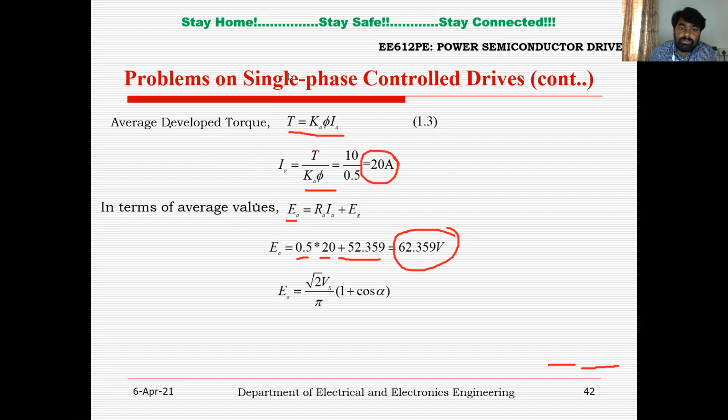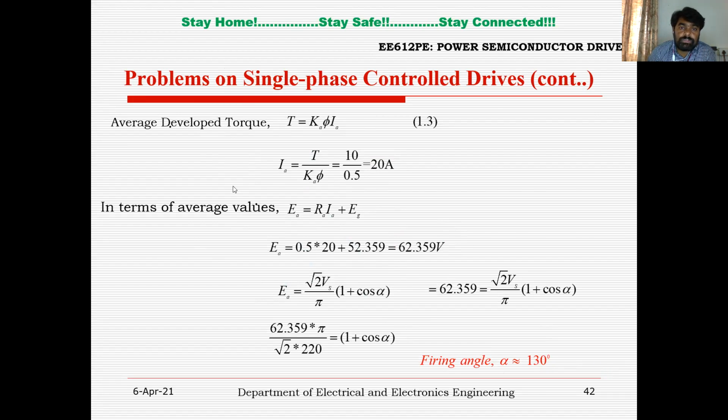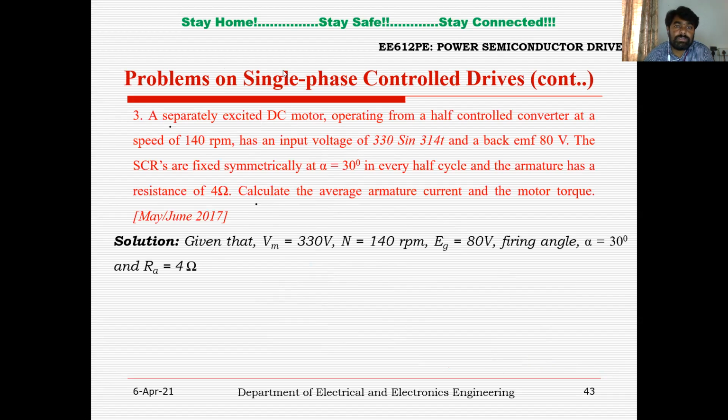So now we know EA, right? We need to calculate the alpha. We know the supply voltage, which is 220 volts. So from this expression, I can calculate the firing angle alpha, which is approximately 130 degrees, right? So this is about the second problem. Now we'll move on to the third problem, which is also on a separately excited DC motor.